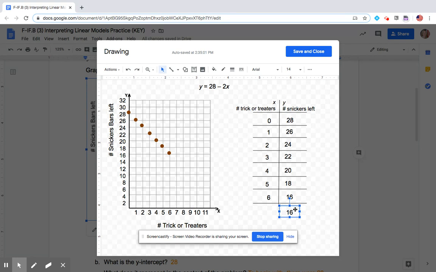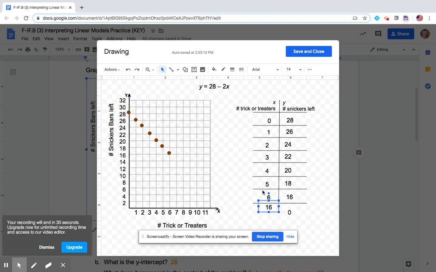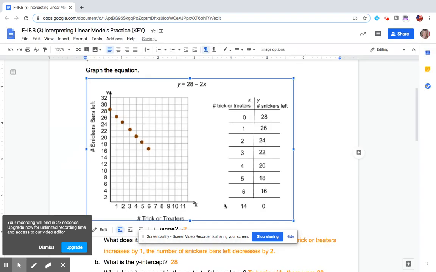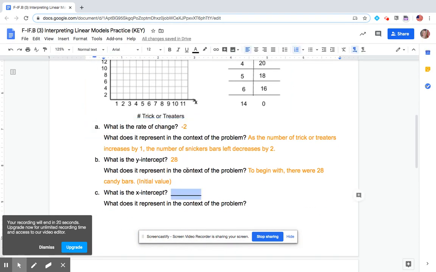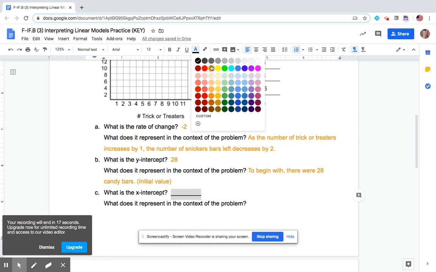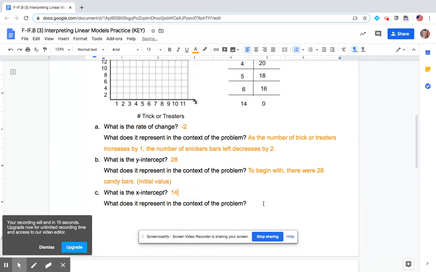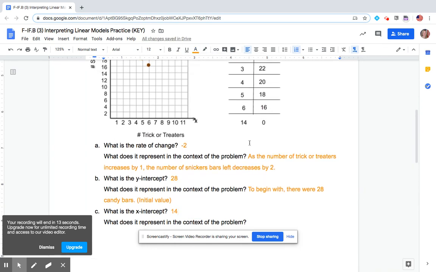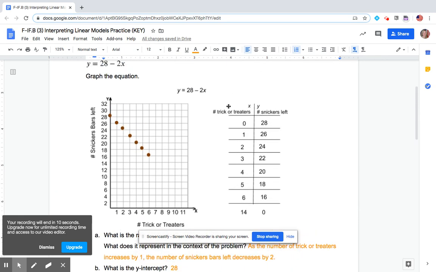So how many trick-or-treaters into this would Mrs. Jones have 0 candy bars left? Well, if she started with 28 and every kid gets 2, I believe that 14 into this, she'd end up with 0 candy bars left. So her x-intercept is going to be 14. And it means that when 14 trick-or-treaters come to her house, right, when x is 14, she'd have 0 candy bars left.